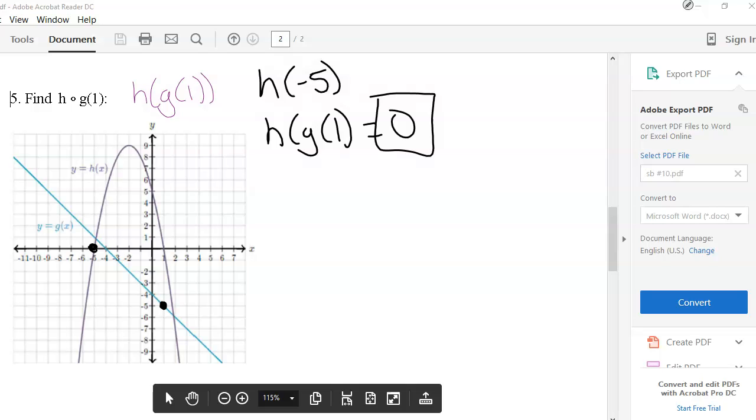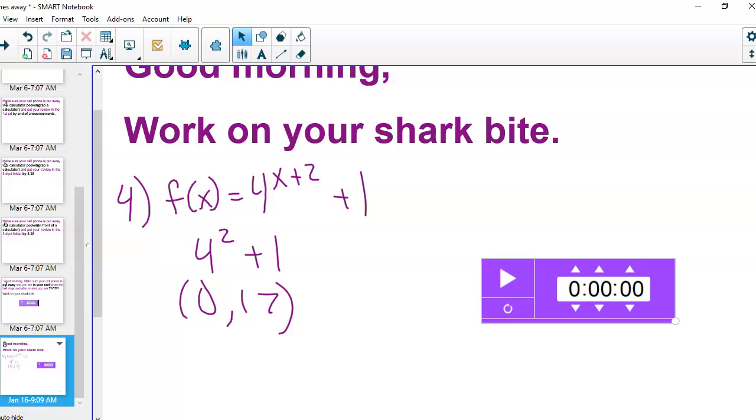So make sure you have that written down for 5, and make sure you have this written down for 4, and then pass up those answer sheets.